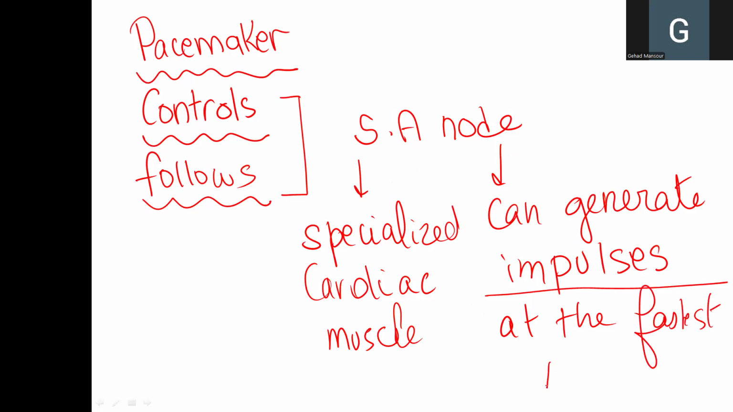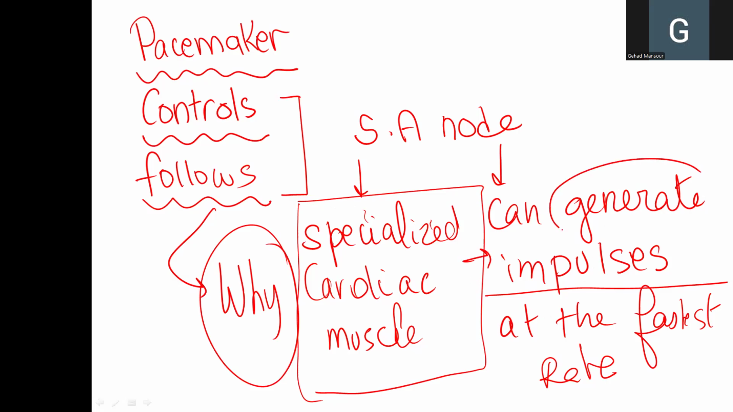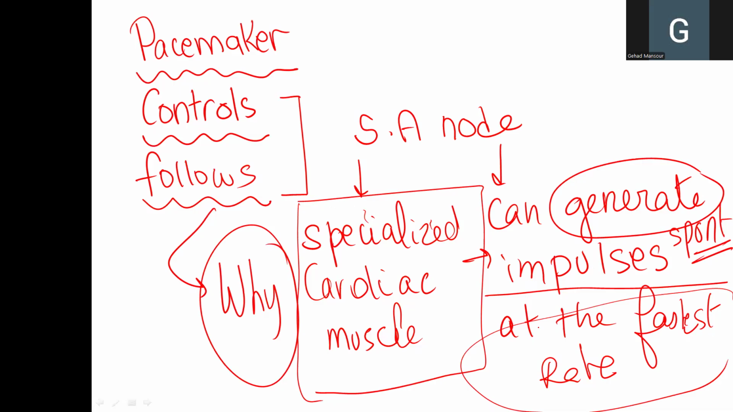So in this slide, we have defined the pacemaker and we have justified why the SA node is considered the pacemaker, because it is special. It doesn't have the same properties as the rest of the muscles. Special in what? In the fact that it can generate impulses spontaneously on its own. Not only this, but at the fastest rate, so that any other part of the myocardium that tries to be the pacemaker will fail to do so if the SA node is healthy.